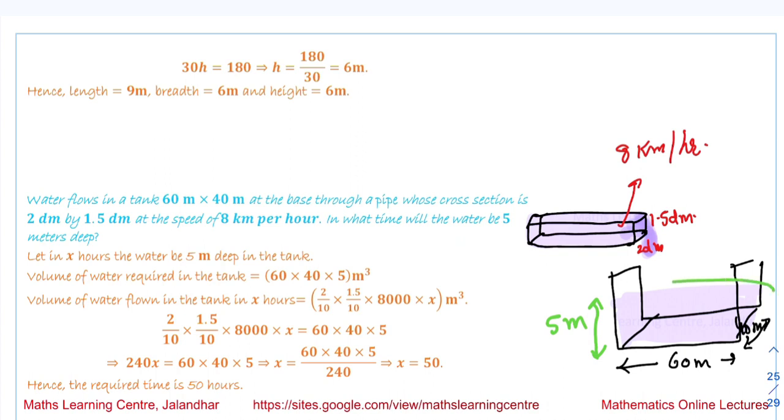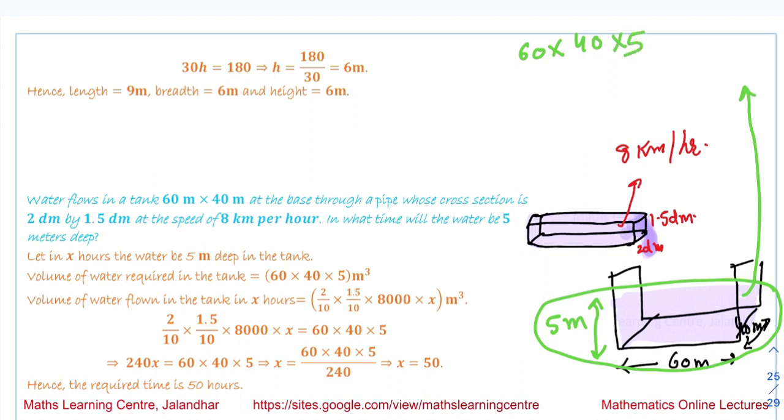So the volume of water in this tank, when it is 5 meter deep, will be 60 into 40 into 5. This will be the volume of the water, this much meter cube, and we have to see in how much time this much water will flow from this pipe.